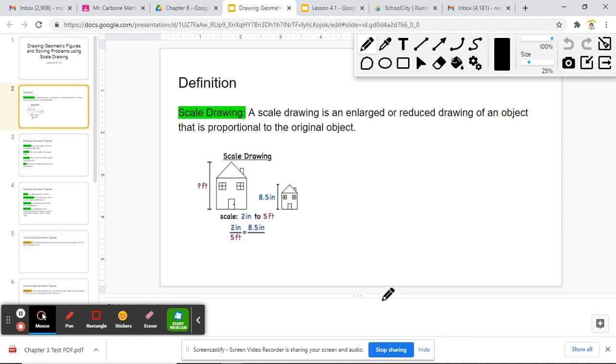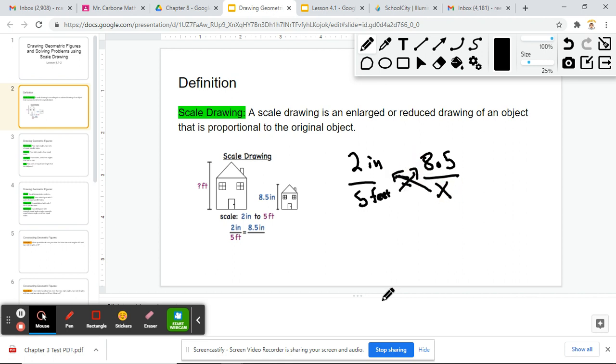So basically, this is our original house right here, and it is 8.5 inches tall. And this is our enlarged house, and we don't know how tall it is. But we do know that for every 2 inches we have 5 feet. So we were given the ratio here, 2 inches over 5 feet. So 2 over 5 is going to be equal to our 8.5 inches of the smaller house over however many feet. We don't know yet, so I'm going to put a variable here.